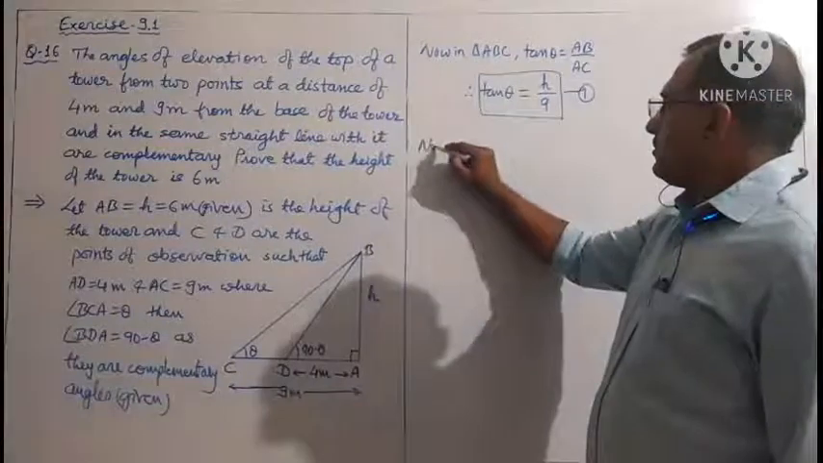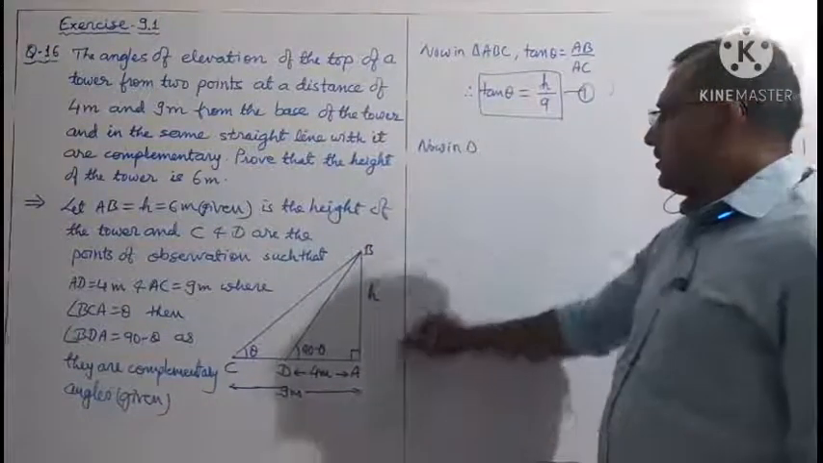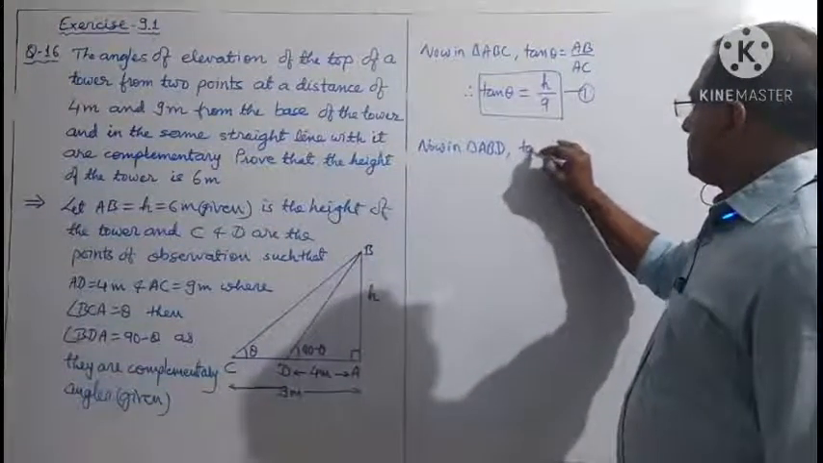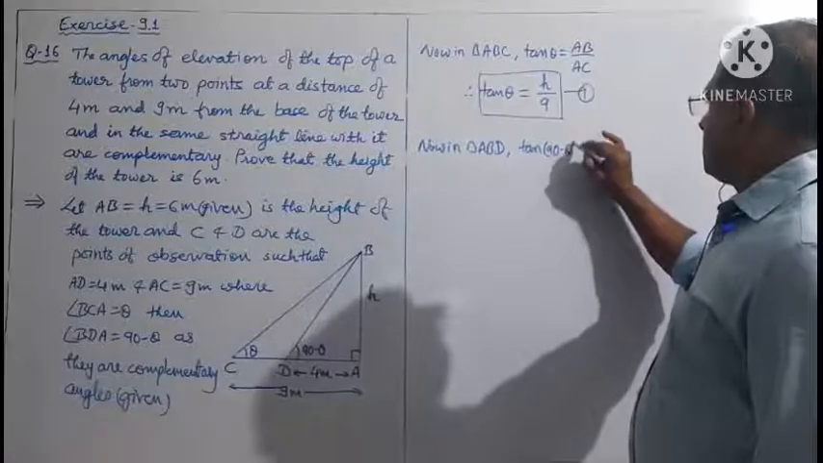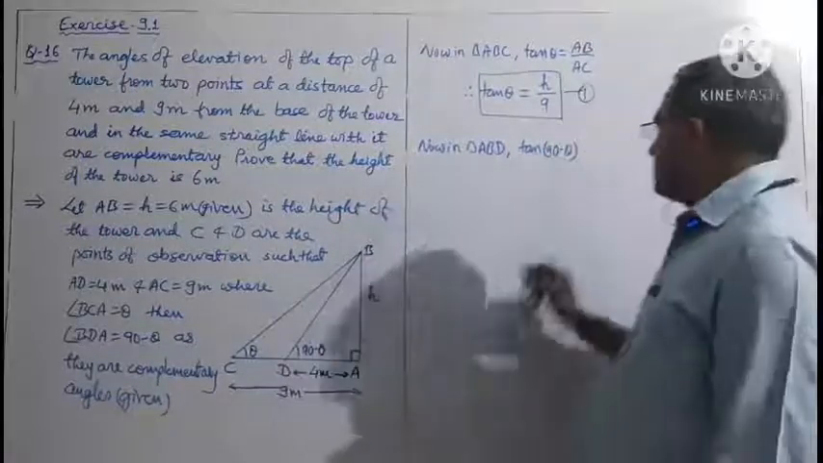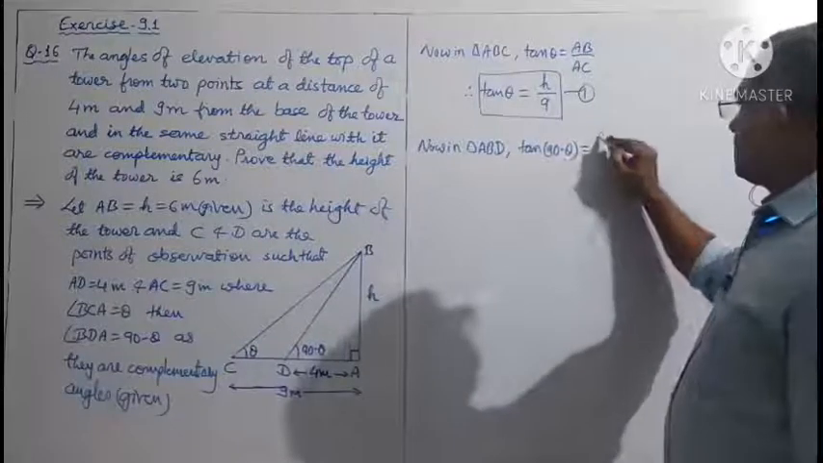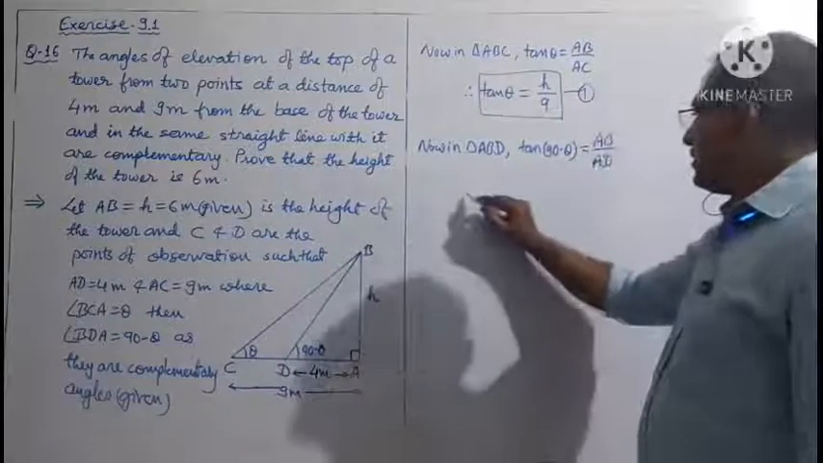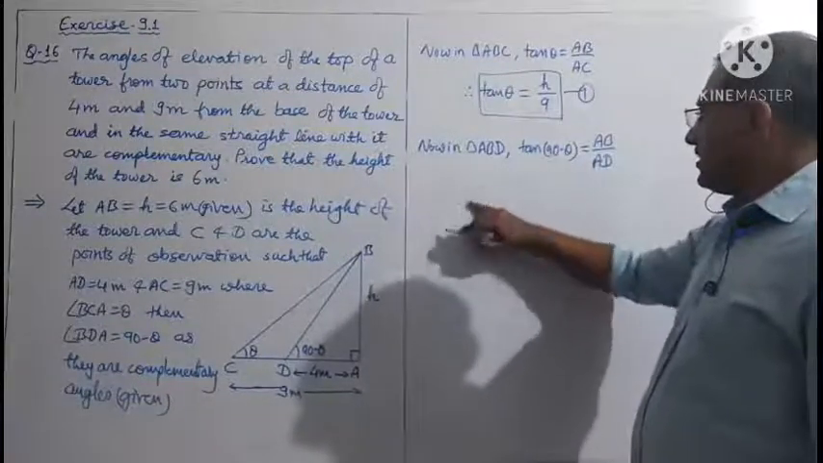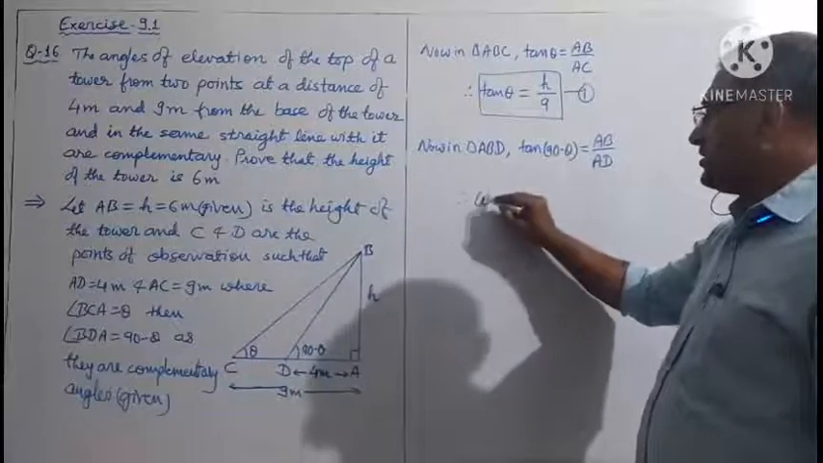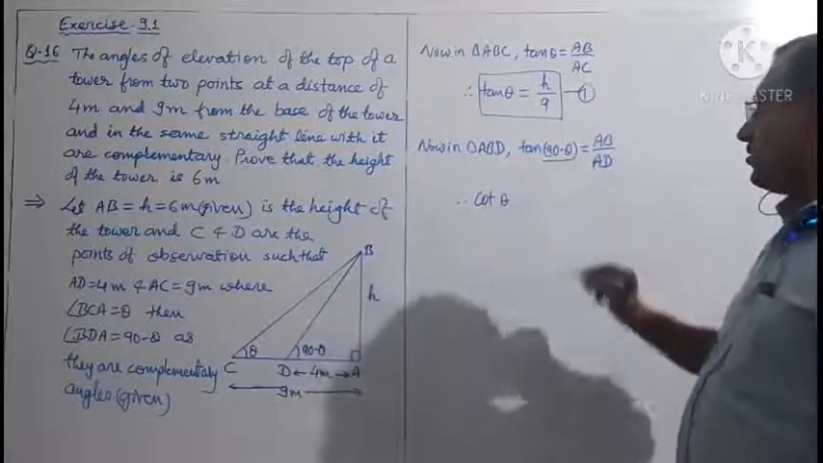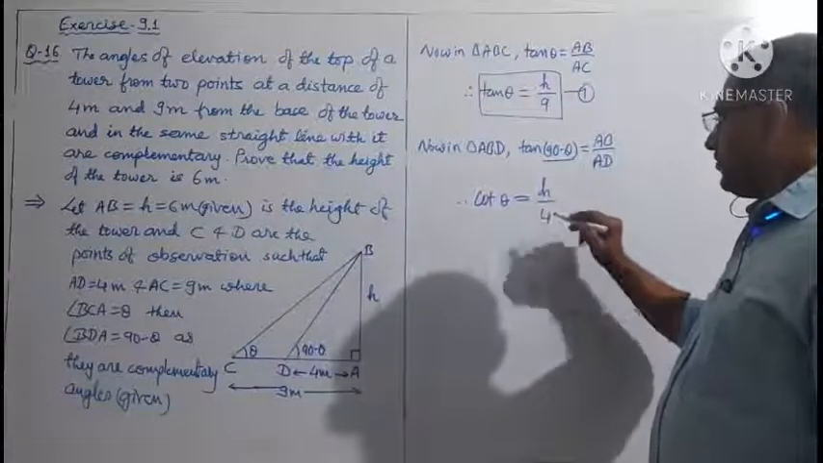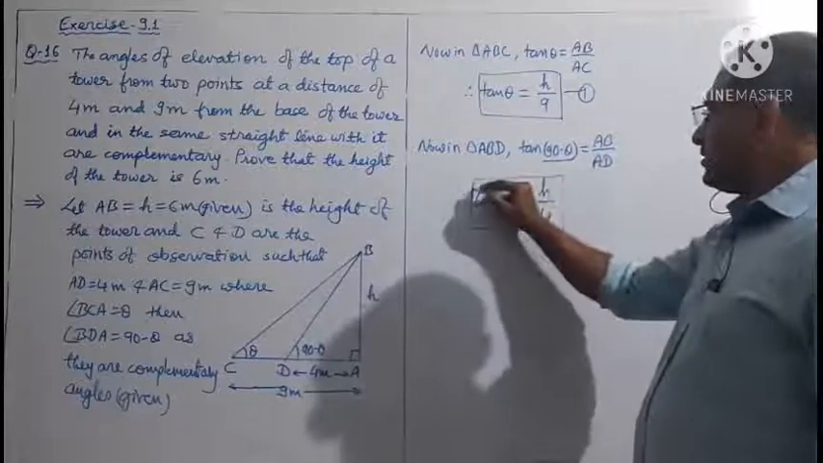Now in another triangle, triangle ABD, tan 90 minus theta, as the angle is complementary to this, is equal to the opposite side AB divided by the adjacent side AD. Therefore tan 90 minus theta, as they are complementary, is cot theta. AB is h divided by AD, which is given as 4 meters. So this is result number 2.